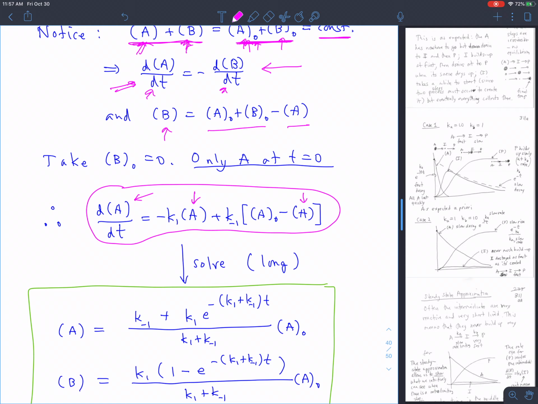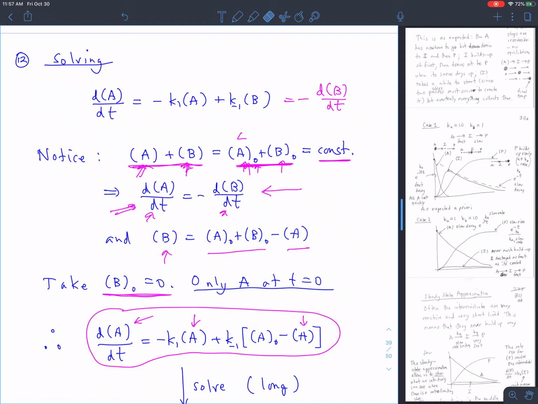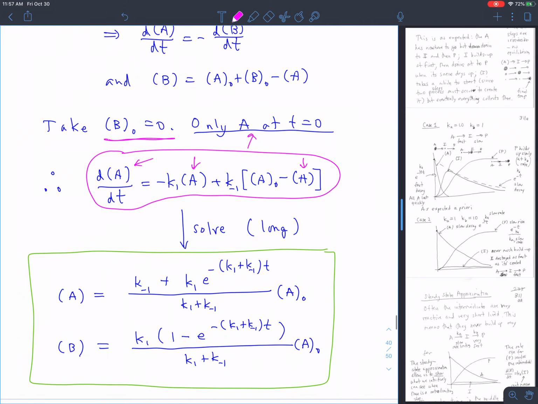Now, in the course of doing this, I've set the initial amount of B equal to 0. That isn't necessary, but it makes things very much easier, and I want to keep things as simple as we can at this point. So you can consider situations where you're starting in the middle of the reaction and there's already some B present when you start, but I'm going to say that's not the case. I'm going to say we're starting with only A at time t equals 0, and in that case, this is our differential equation to solve.